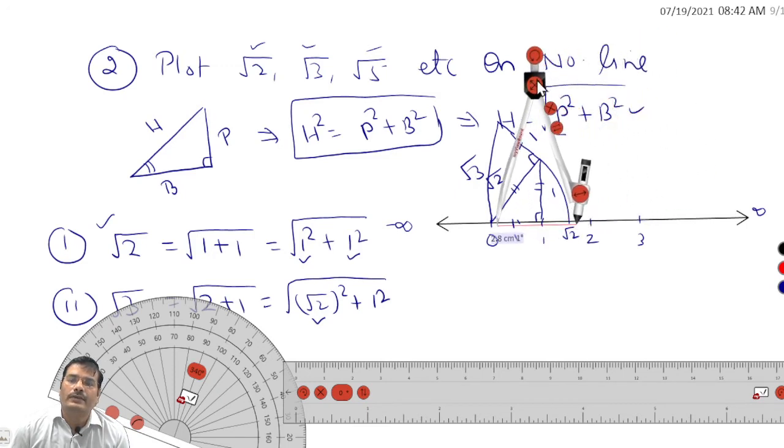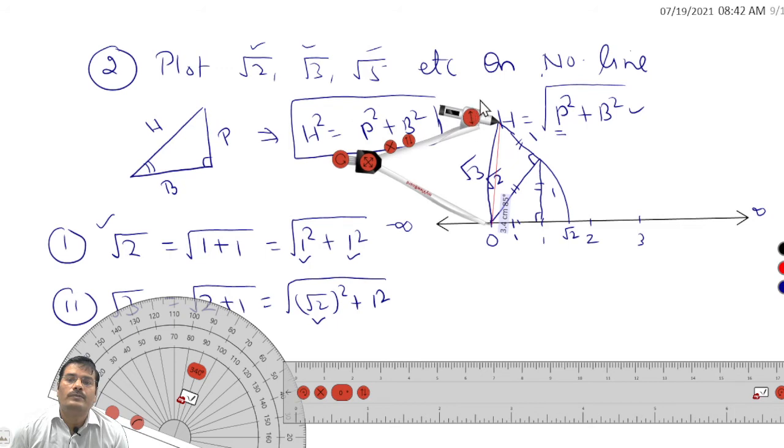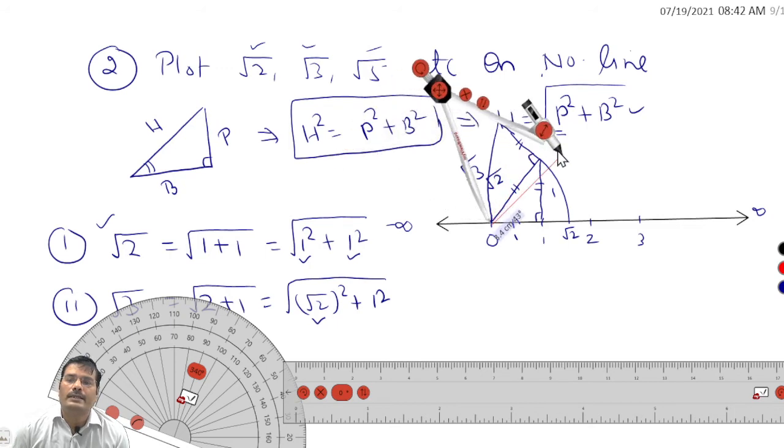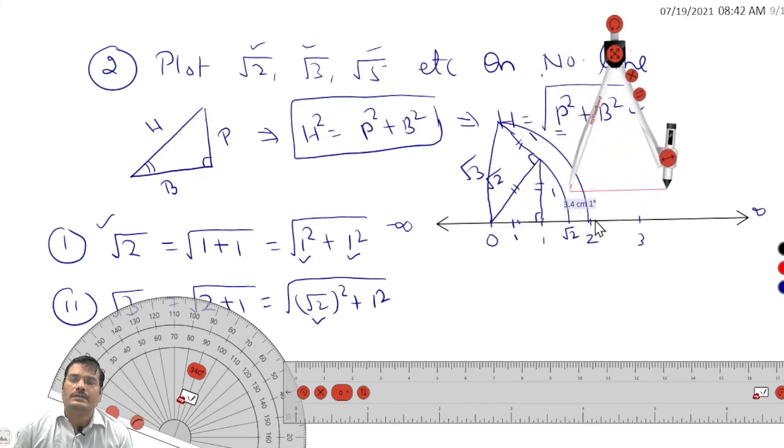Again we have to put your compass and cut an arc, and this one is root 3. Similarly we can draw root 2, root 3, root 5, root 6, etc.